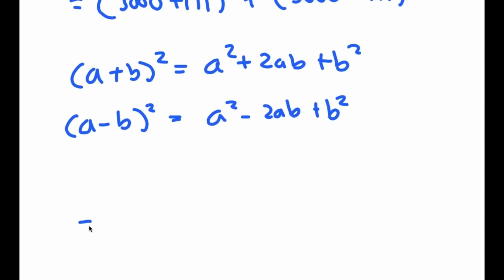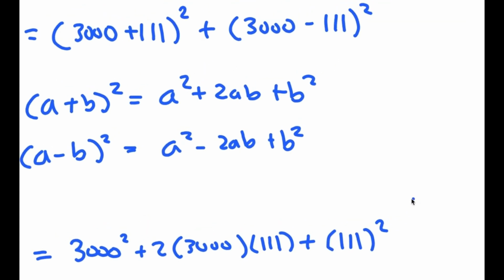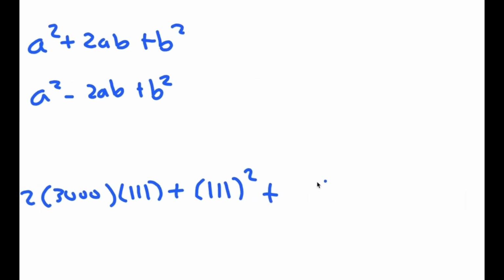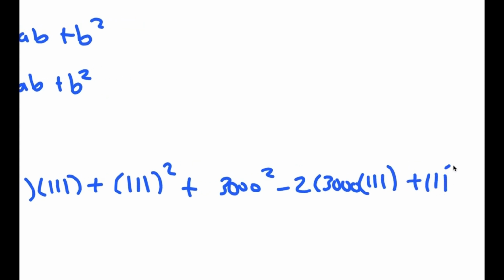So 3,000 plus 111 squared is equal to 3,000 squared plus 2 times 3,000 times 111 plus 111 squared. And now I have this plus 3,000 squared minus 2 times 3,000 times 111 plus 111 squared.